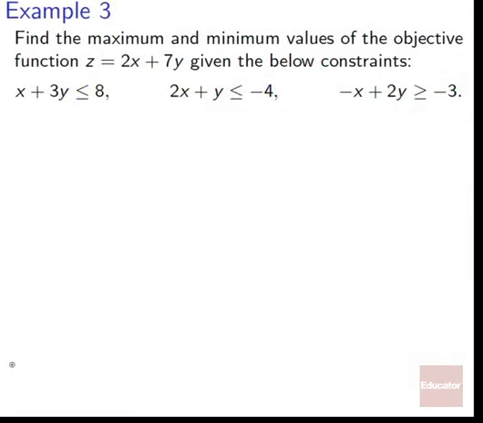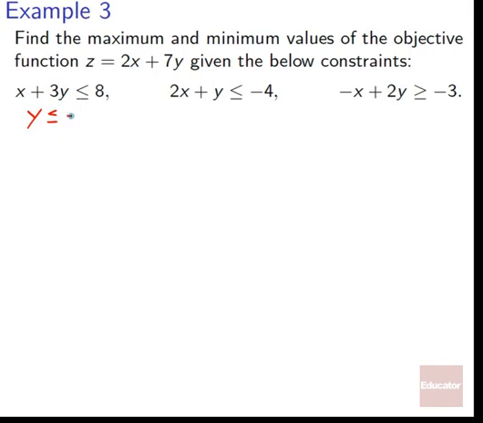Third example, find the maximum and minimum values of the objective function z equals 2x plus 7y given the below constraints. So first thing we do is we change them into the form so we can easily graph them and have a better understanding of what's going on. So just like we had before, this is the same example that we were working with when we were talking about the idea of linear programming, maximizing and minimizing objective functions. So this is the same one that we had before.